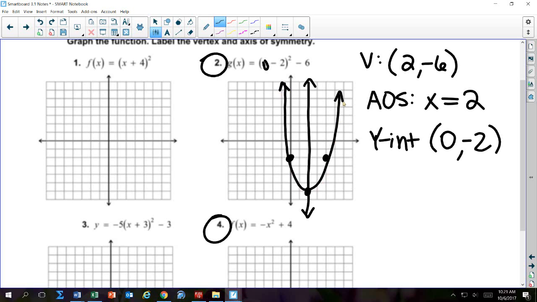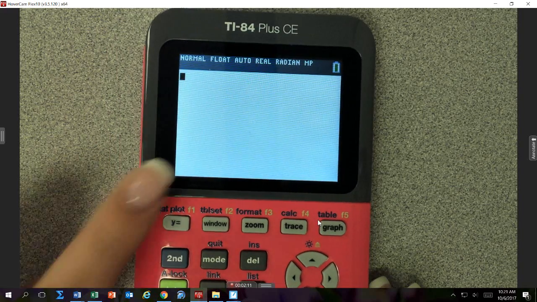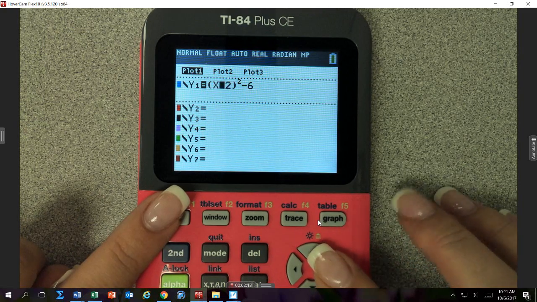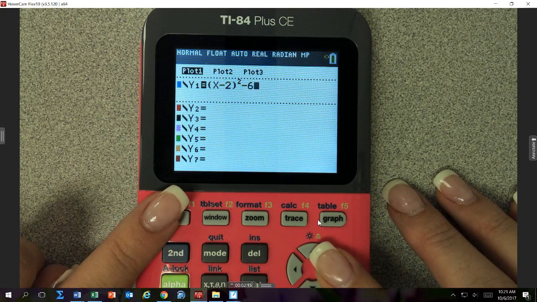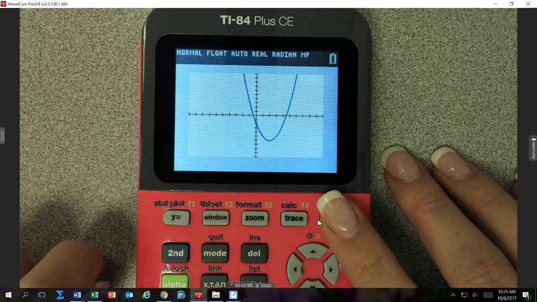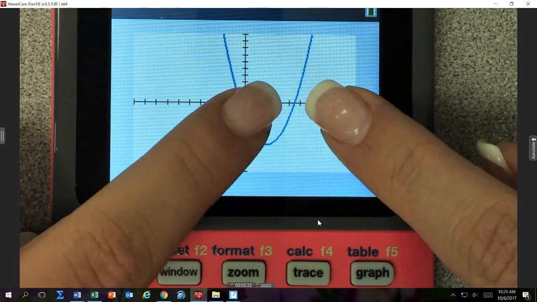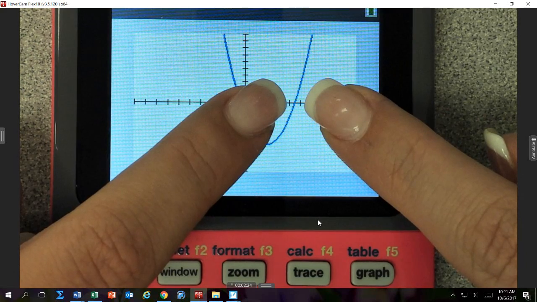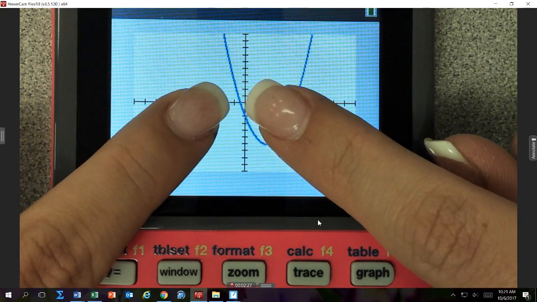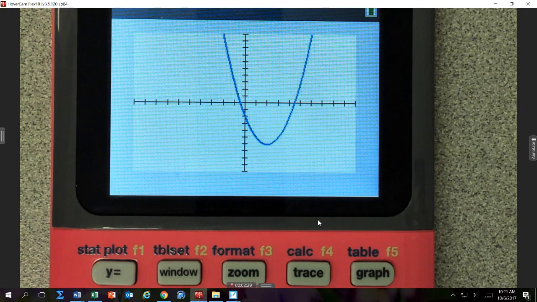But you can see I don't know what the x-intercepts are right now. So if my follow-up question is what are the solutions, it's kind of hard to tell from what I have graphed. So I'm going to go ahead and type it into my graphing calculator. I'm going to go to y equals, and I already have typed in (x - 2)² - 6. I'm going to press graph. Now look at my graph. See how it kind of goes in between those intervals? So it's kind of hard to tell still what those x-intercepts would be.